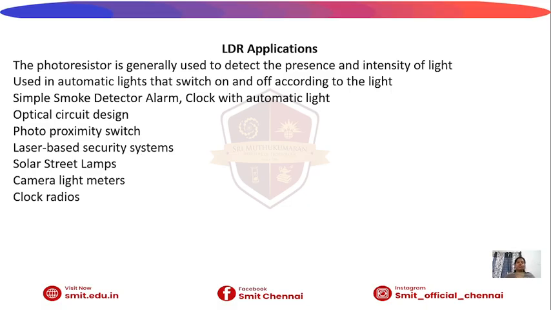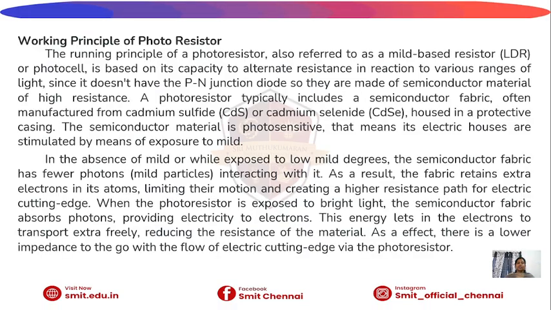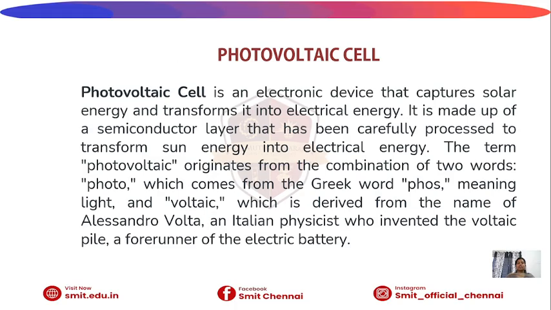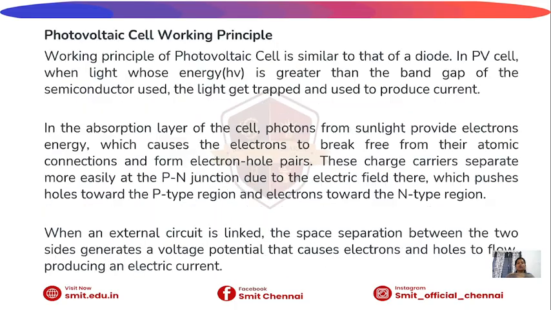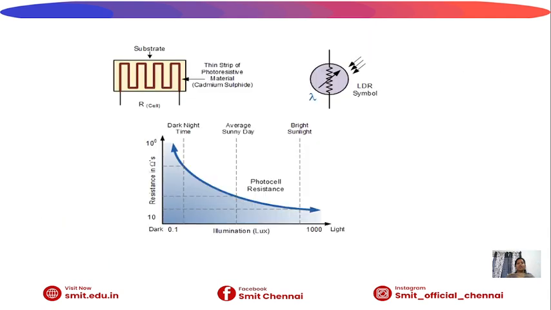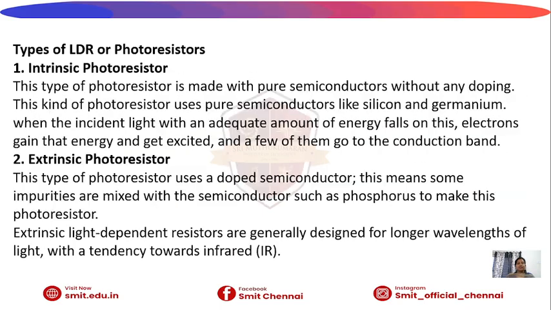Today we discussed three topics: one is the photoconductive cell, next is the photovoltaic cell, and another is the photoresistor, then the LDR, that is light dependent resistor. These are the four light sensors we discussed today. In the next class we will discuss another interesting sensor.